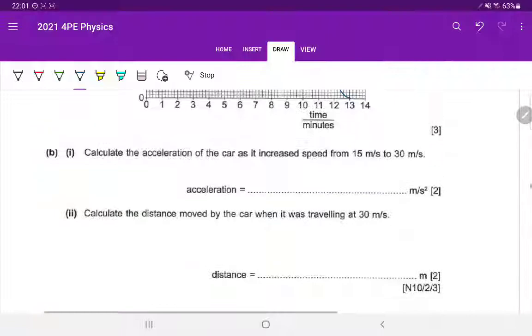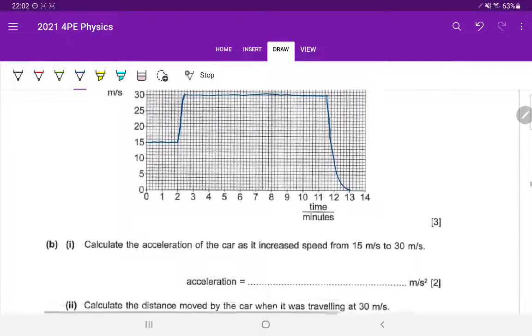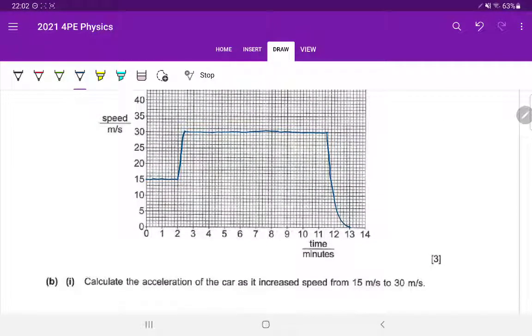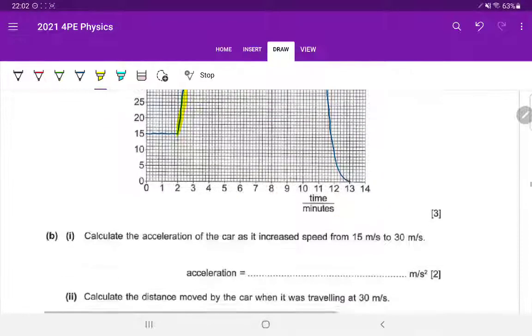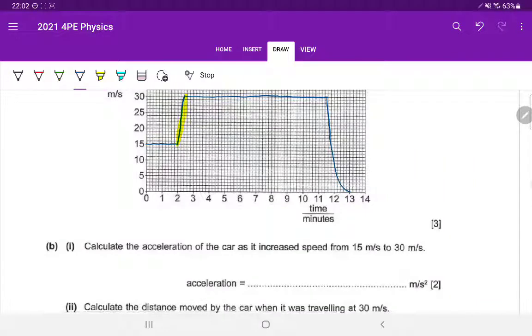Alright, calculate the acceleration of the car as it increases its speed from 15 meters per second to 30 meters per second. So they're asking you from here, 15 meters per second to 30 meters per second. They know it's a straight line. So how do you find acceleration? a equals v minus u over t, or simply the gradient of the speed time graph. Either way is fine. So this will be 30 minus 15 over 0.5 minutes.